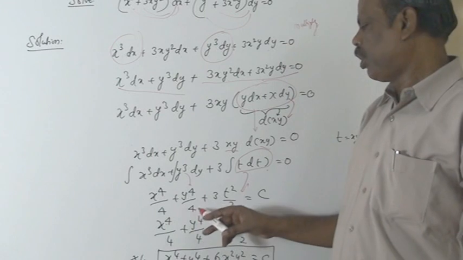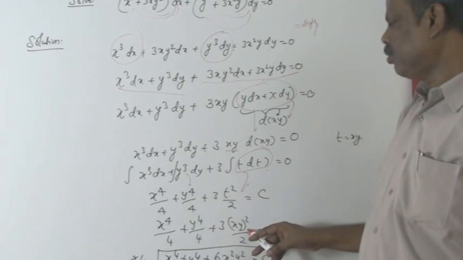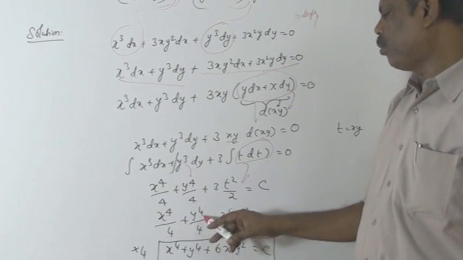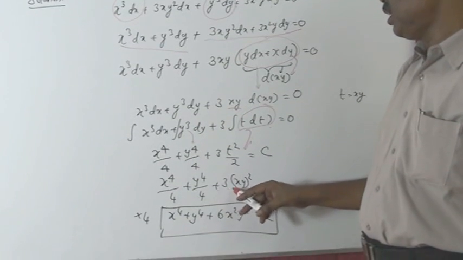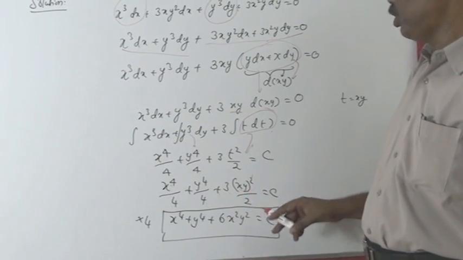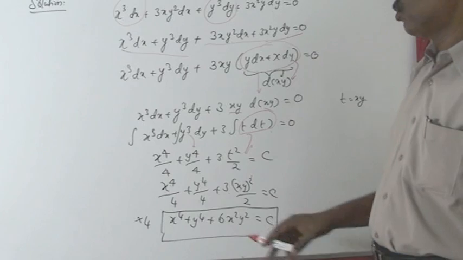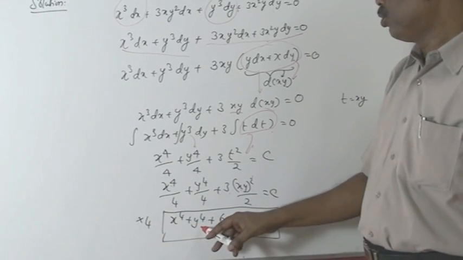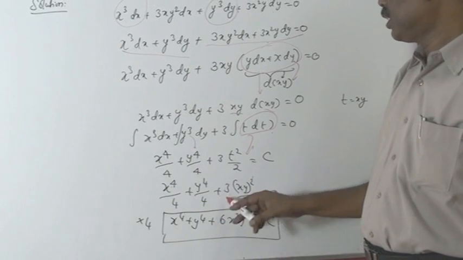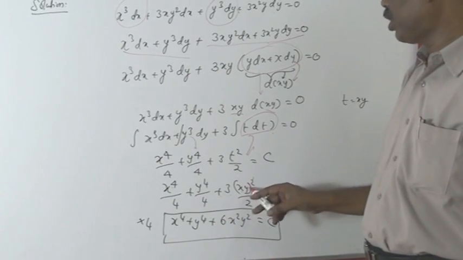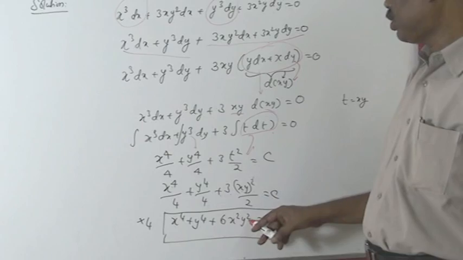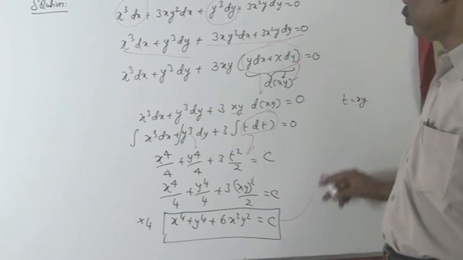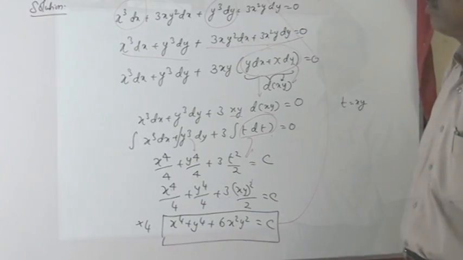Now replacing t is equal to xy here, x power 4 by 4 plus y power 4 by 4 plus 3 into xy the whole square by 2 equal to c. So multiplying throughout by 4, we will get x to the power of 4 plus y to the power of 4 plus 6x square y square equal to c. So we are squaring here. So this is a general solution of this differential equation.